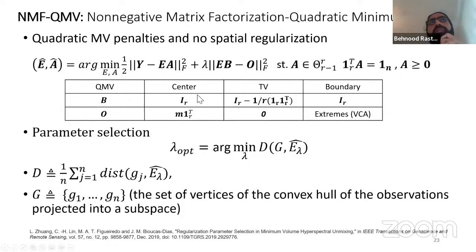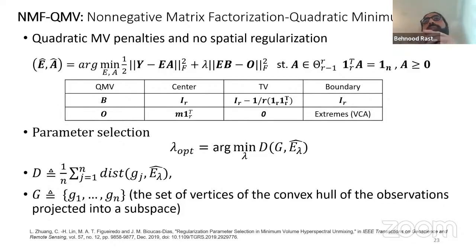So matrix B and matrix O can change depending on the type of the penalty that you want. And in the case of boundary that we didn't discuss, the concept is that you try to minimize the distance between the end members and the boundary pixels and the simplex of the data.